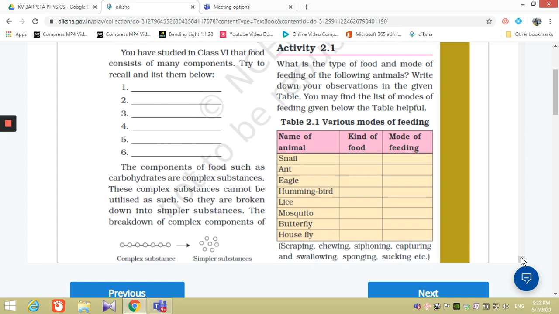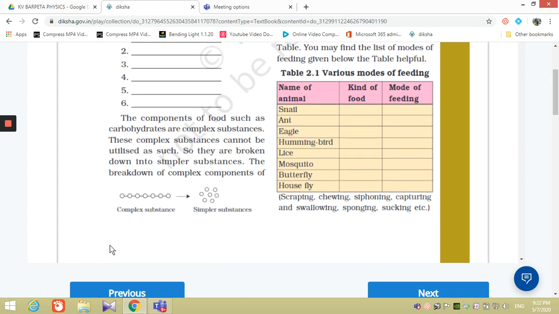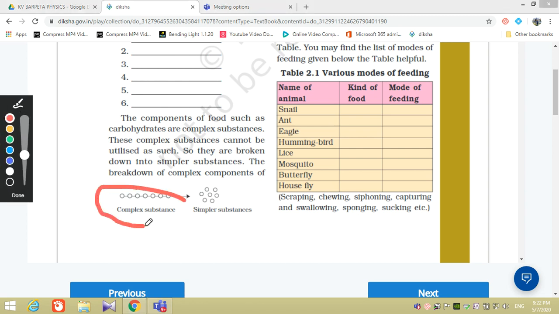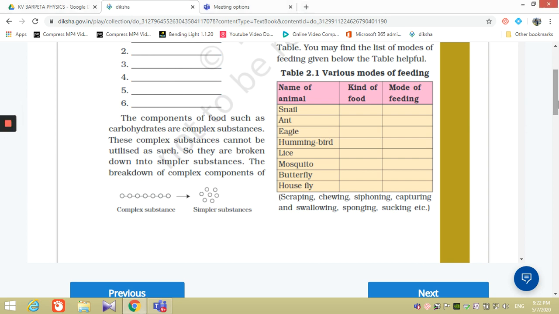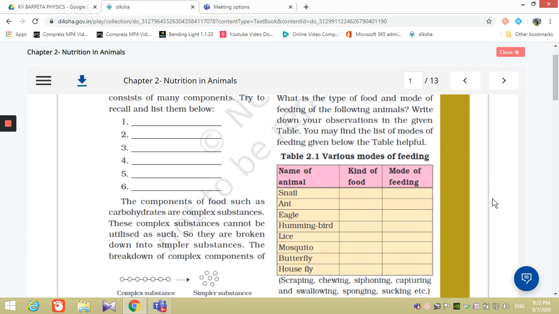Now, this process has a name. See, a complex substance is there. Let us call that complex substance carbohydrate. In order to be used by the body, or you can say utilized by the body, this carbohydrate or complex substance has to be broken down into simpler components.